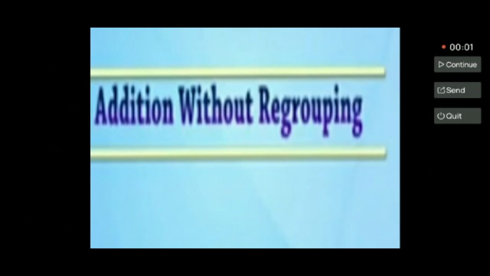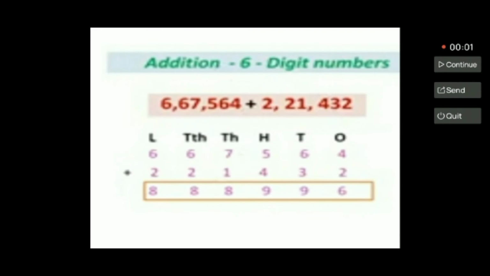Now look at the addition without regrouping. Okay students, first we will do addition without regrouping. First we will do addition with an example. Okay, let's start with an example. The first example is of addition of 6 digit numbers. So there are numbers, we arrange these numbers in proper places according to the place value.